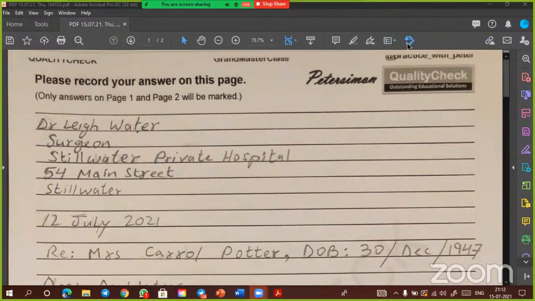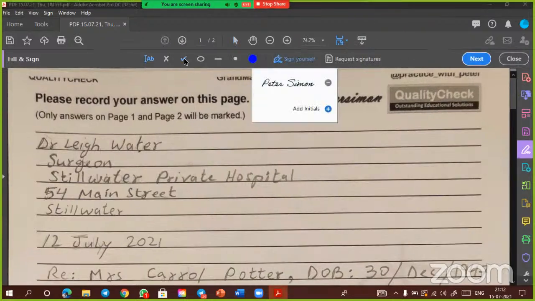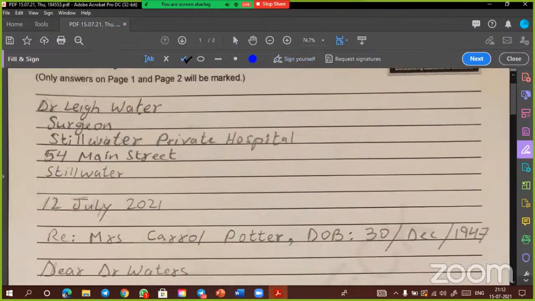So this is Dr. Abbas Zainli from Saudi Arabia, originally from Pakistan. He is a doctor by profession, and we are going to correct his letter now. Dr. Lee Walter, surgeon, Stillwater Private Hospital, 54 Main Street.